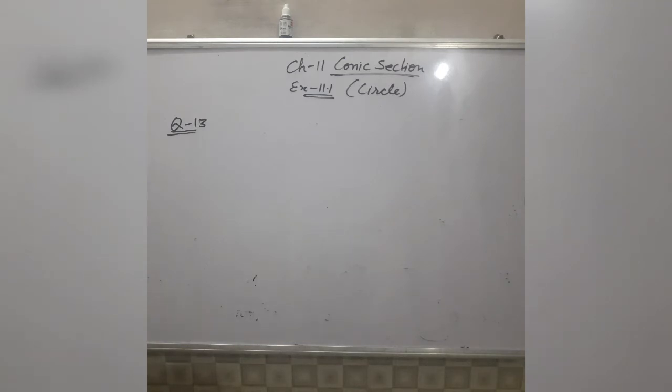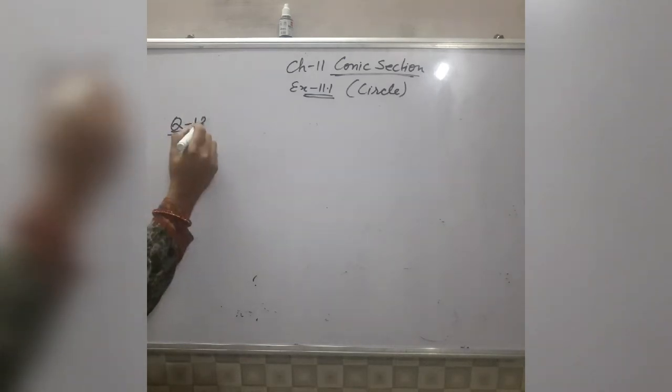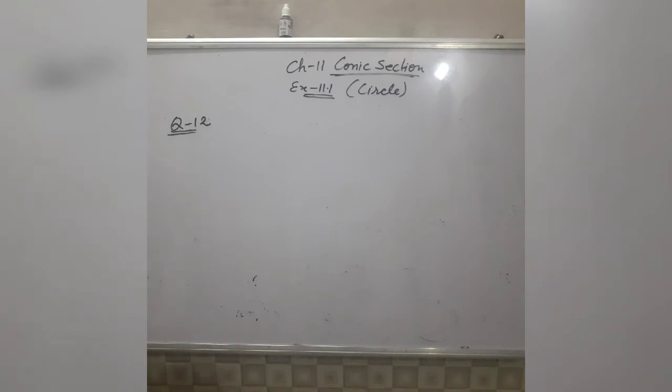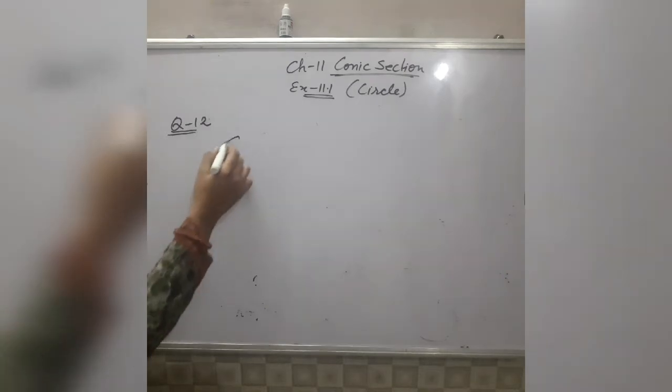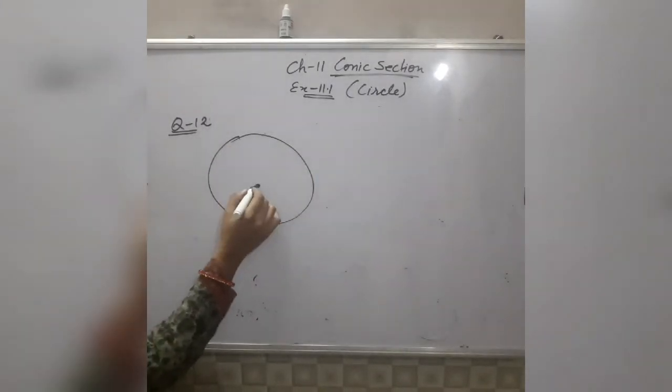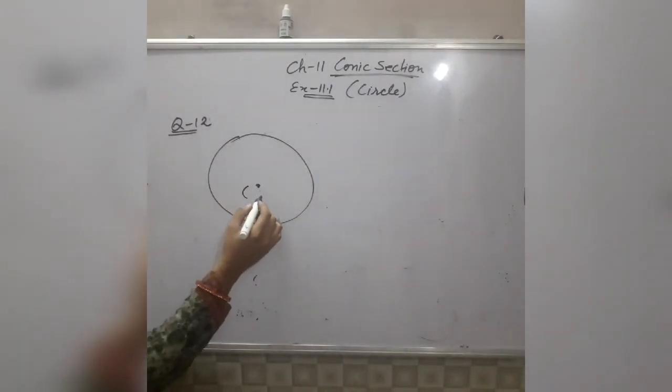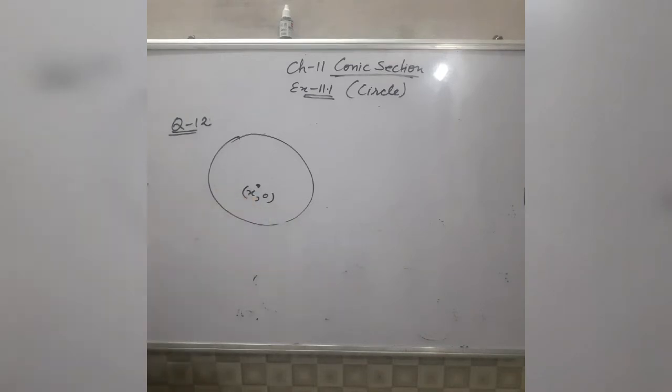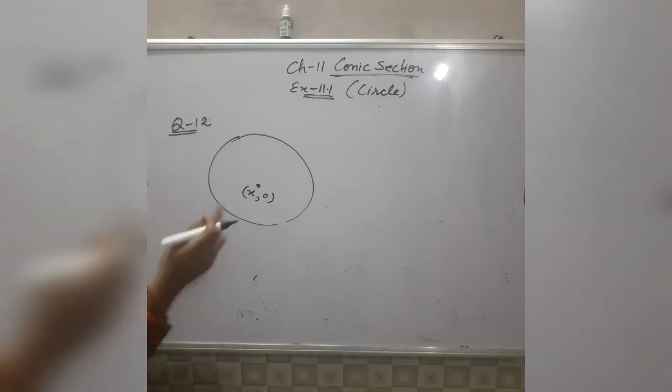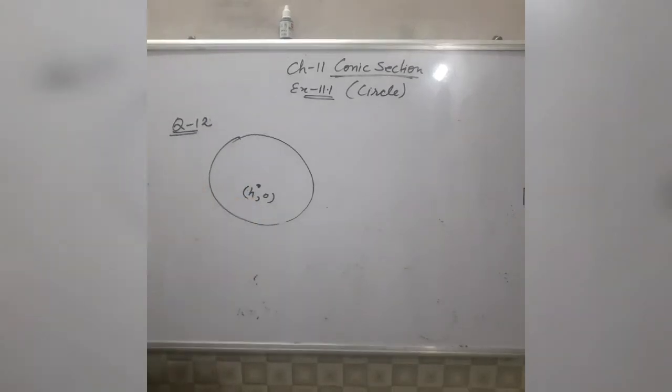Question number 11 you will do yourself. This is question number 12. Find the equation of a circle with radius 5, whose center lies on the x-axis. Since the center lies on the x-axis, the value of y is always 0. That's why let us suppose the center will be x comma 0. Listen again. The center in this case lies on the x-axis, and on the x-axis the value of y is always 0. So let us suppose the center coordinates are h comma 0, or otherwise x comma 0. So h comma 0, k will be 0.